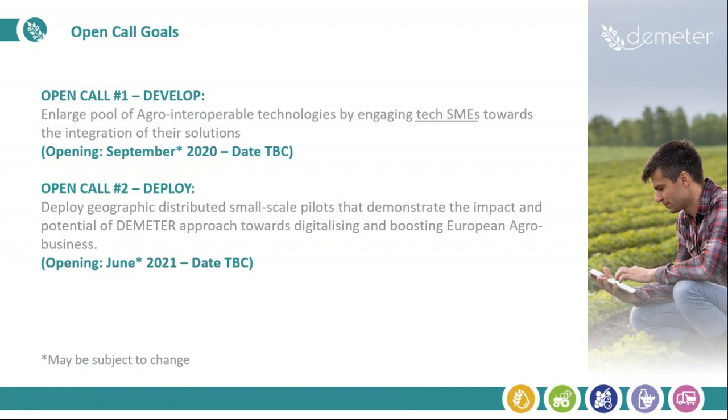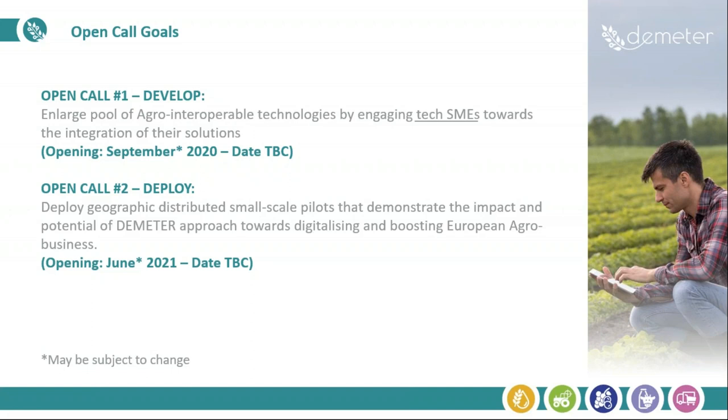The second open call has a different purpose. It's called Deploy. And the goal is to deploy geographically distributed small-scale pilots that demonstrate the impact and potential of Demeter's approach towards digitalizing and boosting European agribusiness in other geographic regions. And here we are looking for consortiums to implement those pilots. And this call should be launched next year.